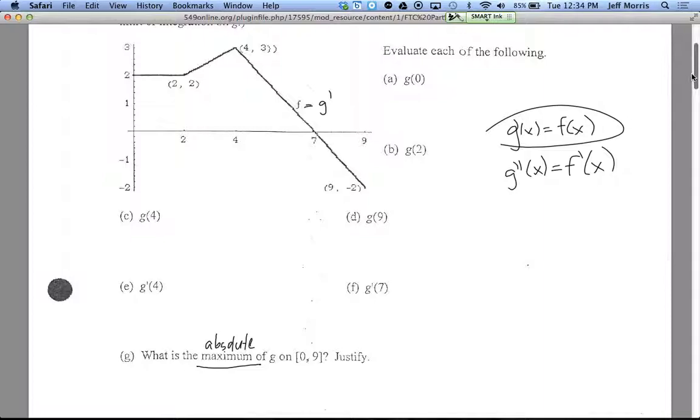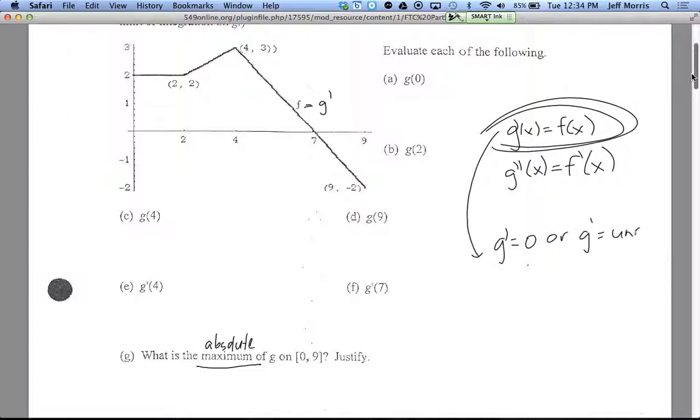Who remembers what you check when you're looking for absolute extrema when you're doing the extreme value theorem? You gotta look for critical values. Yes, sir, gotta look for critical values. What else? You can't just check critical values. You gotta check endpoints. You gotta check endpoints and critical values. So first of all, we need to know the critical values. Where does g prime equal 0 or is undefined?